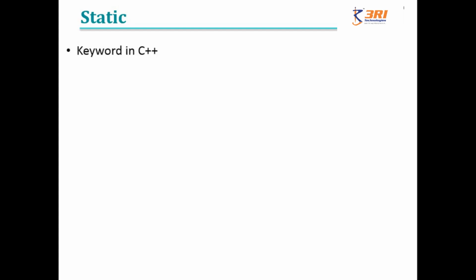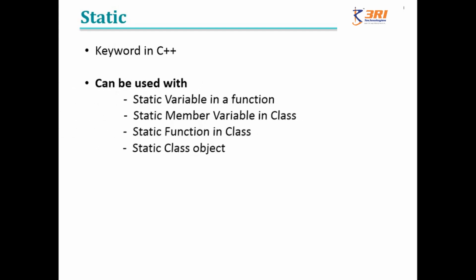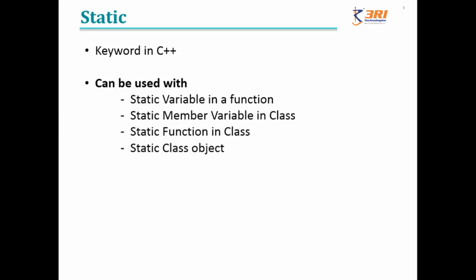Static is a keyword in C++ used to give special characteristics to an element and can be used with the following: static variables within a function, static data members and member functions of a class, and static class objects. Let's begin with the behavior of a static variable in a function.